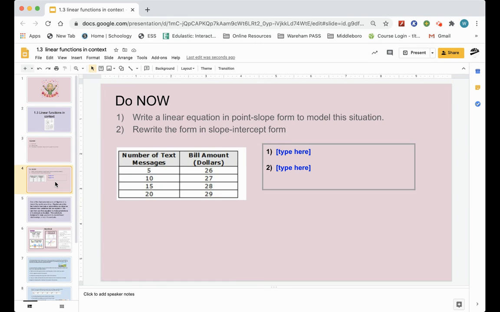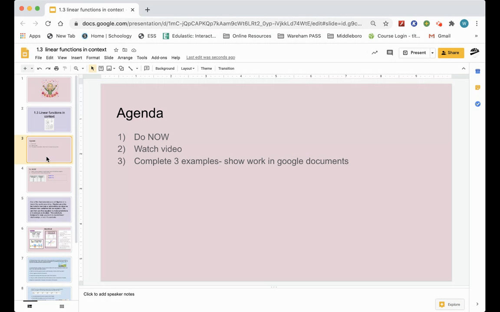So the agenda is to complete the do now. I'm going to ask you to work on the three examples. I have attached the Google documents. You may want to watch the video throughout your work and then submit the three documents and your Google Slides.